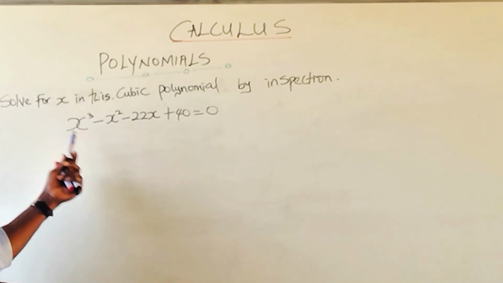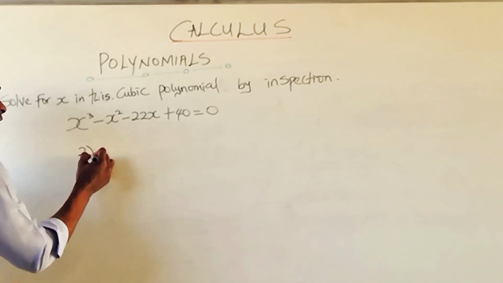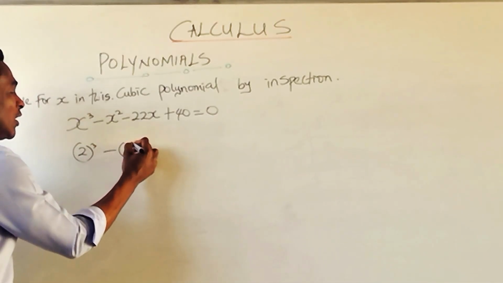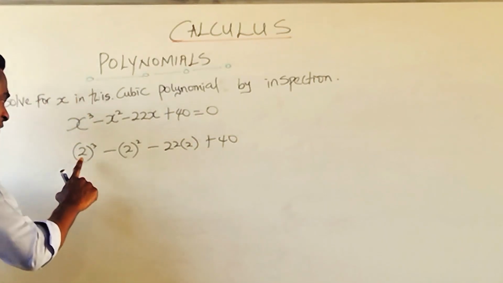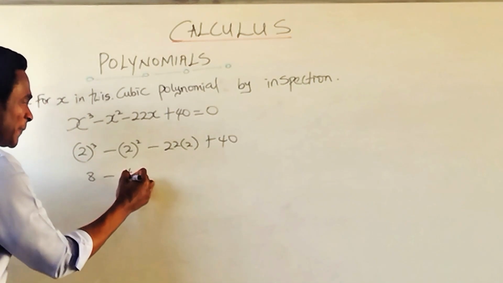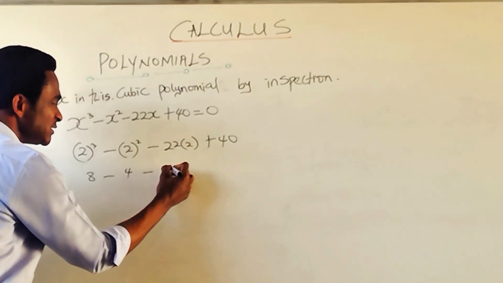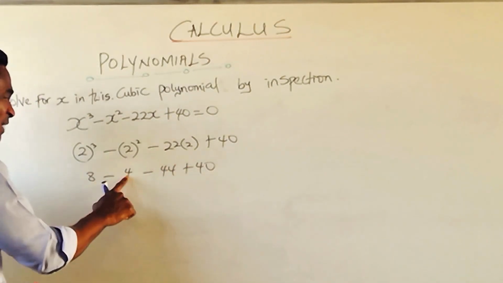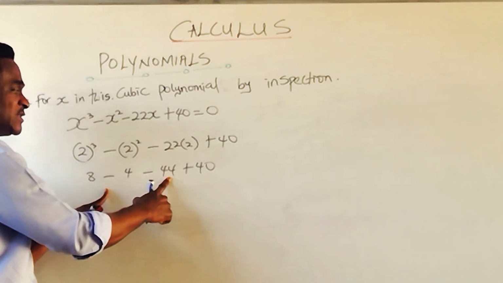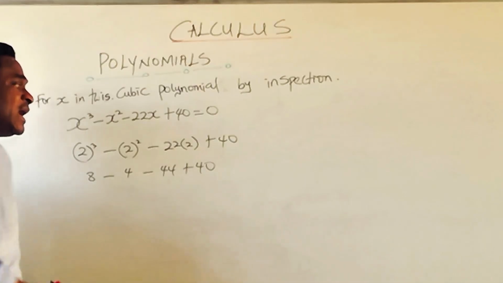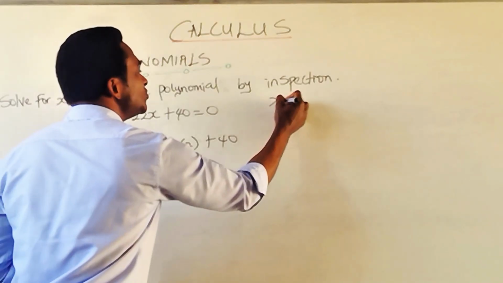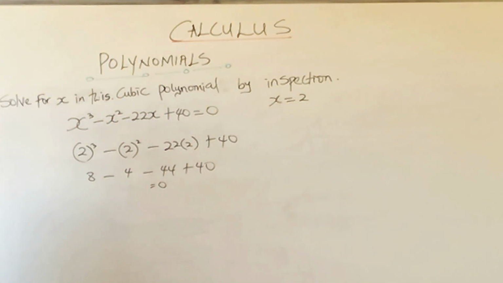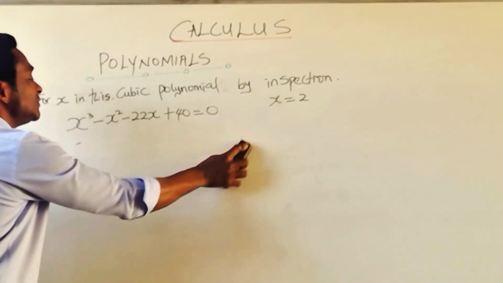By practice and by trial and error, you will do this; the value will not be very far from you. So if we try 2 here, I will have 2 cubed minus 2 squared minus 22 times 2 plus 40. Let's see what it gives us. This is 8, minus 4, minus 22 times 2 is 44, plus 40. 8 minus 4 is 4. 4 minus 44 is minus 40, plus 40, and that will give us 0. So x equals 2 is our factor. x equals 2 is the factor of this expression.